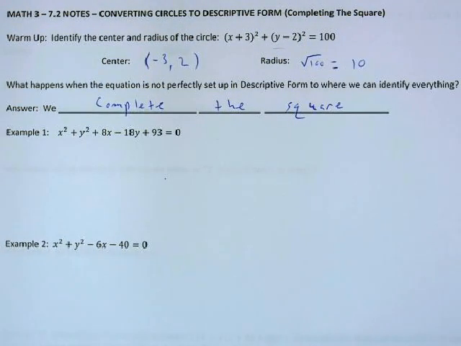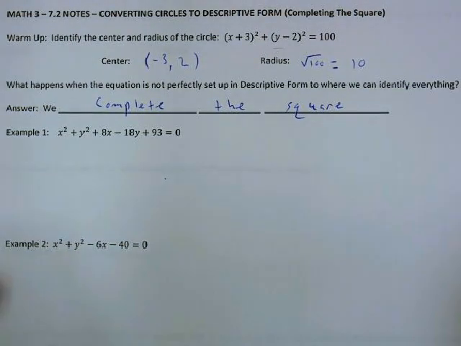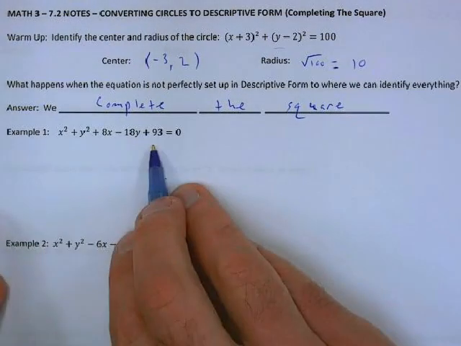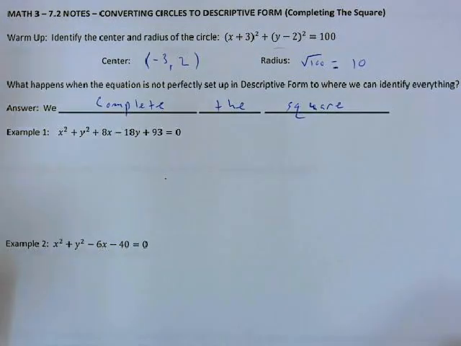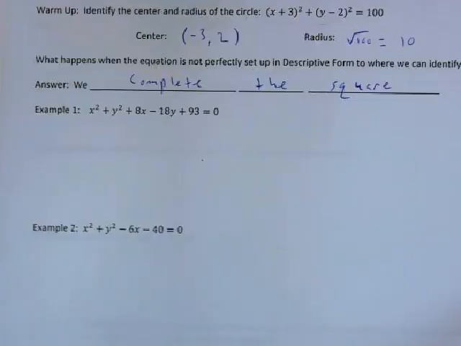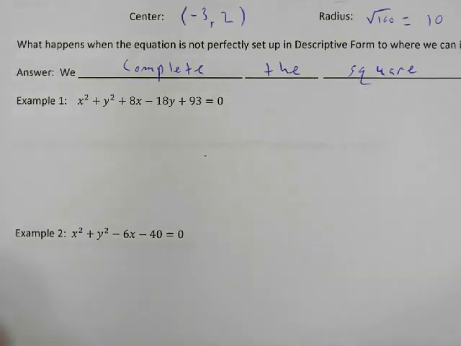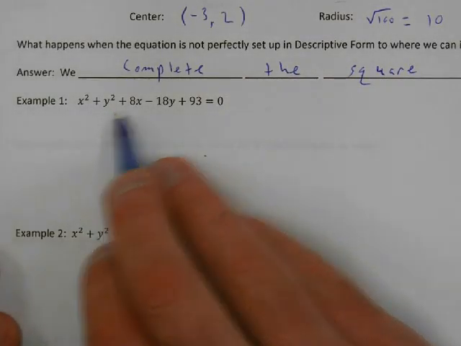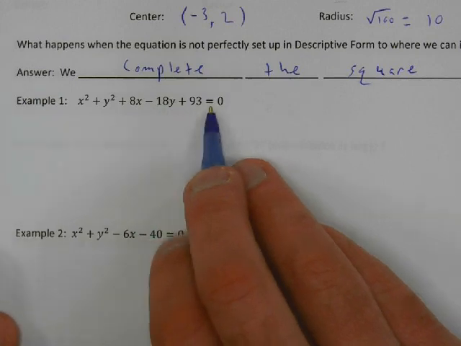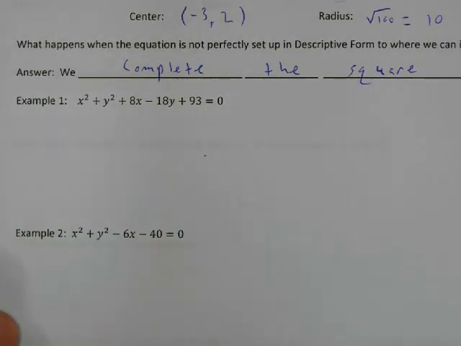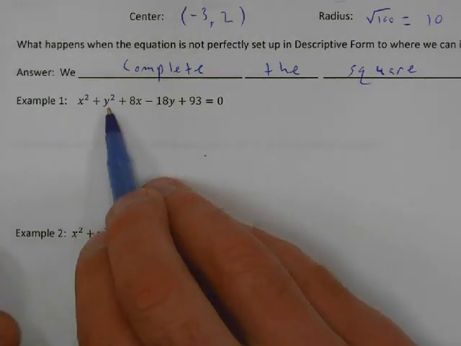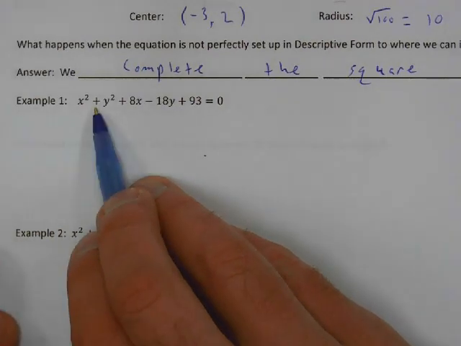All right, so again, we want to complete the square if it looks something like this down here. So let's take a look at example number 1. And we can probably zoom in on it a little bit. All right. So when we have something like x squared plus y squared plus 8x minus 18y plus 93 equals 0. Okay, well, it is a circle because I have x squared and y squared in my equation, and I'm adding them together. That's the important thing there. That's what makes it a circle.